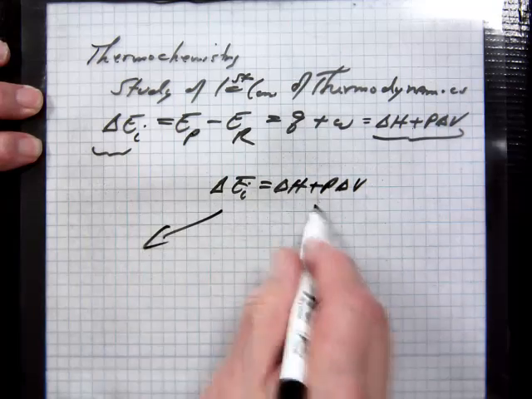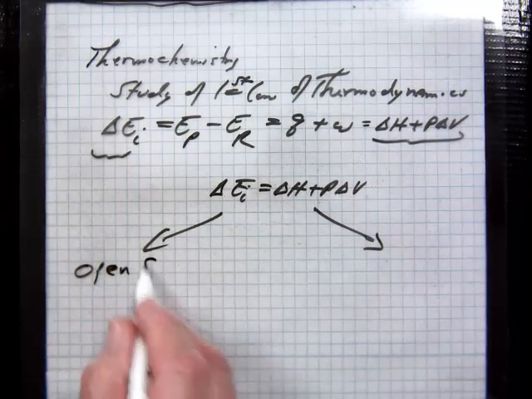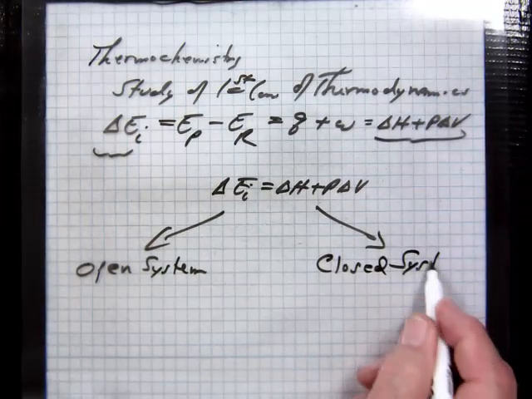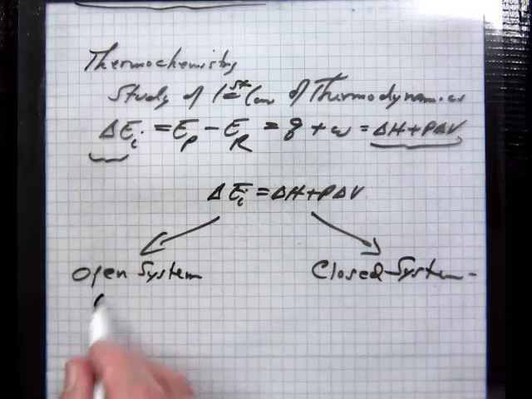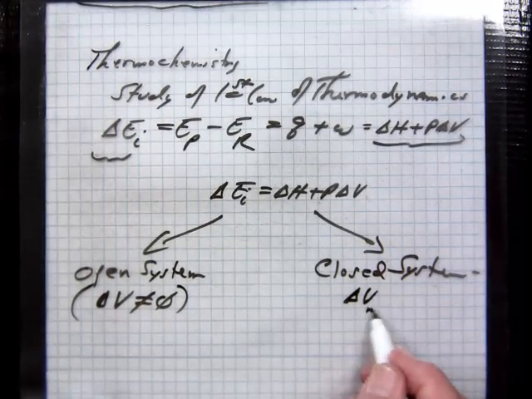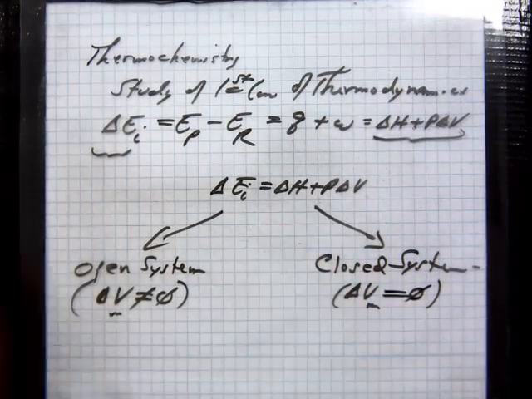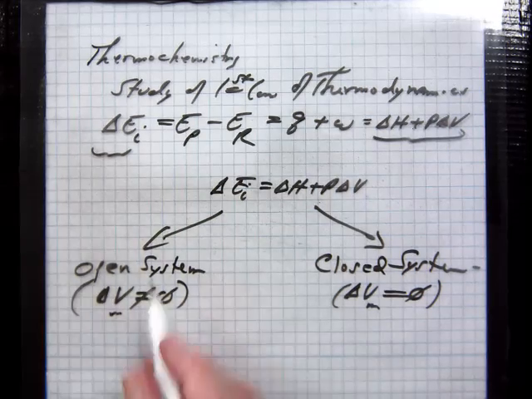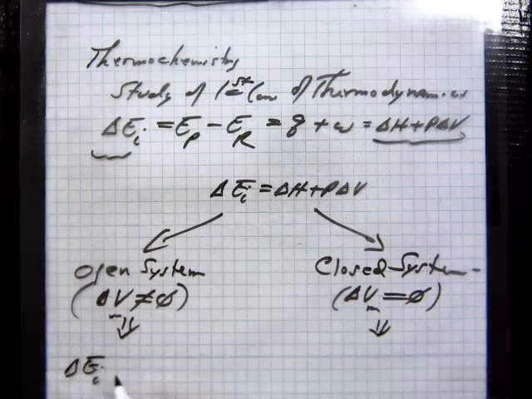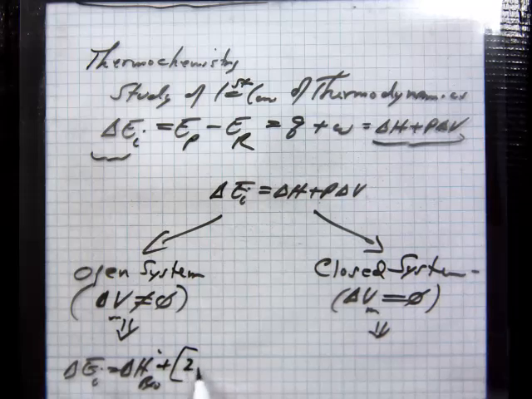It has two kinds of problems that you have to be dealing with. One of them is called an open system problem, and the other one is called a closed system problem. In the open system problem, delta V does not equal 0, and in a closed system, delta V molar does equal 0. So that turns these into applied type equations. And so what do we do?